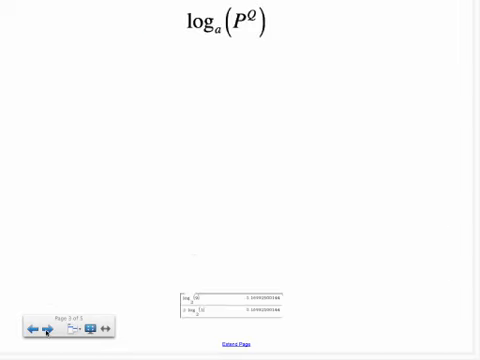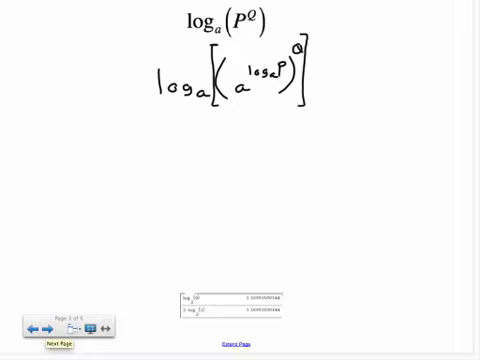Okay, now let's look at this expression here. Log base A of P to the Q. So now I have an expression on the inside of the log raised to a power. And again, I'm going to use that key fact that we had in the last slide and rewrite this as log base A of A to the log base A of P. That's what P is equal to. And that's being raised to the Q power. And I should probably put this in brackets here so we understand where the Q really is. It's all on the inside of the log.